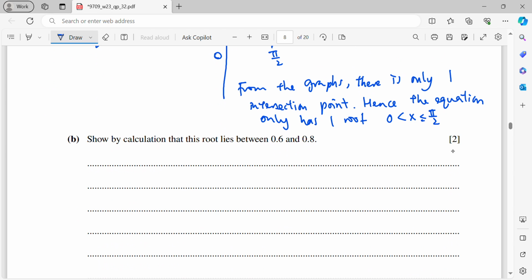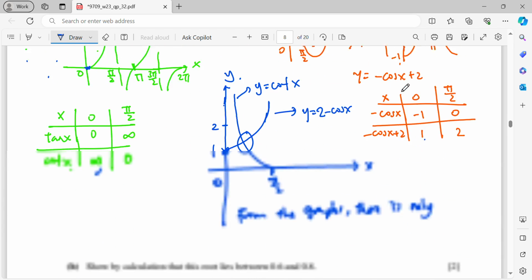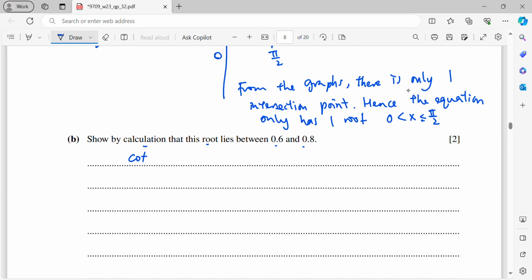Now, B, show by calculation that this root lies between 0.6 and 0.8. To show the location of the root, you refer to the original question, cot x equals 2 minus cos x. Then I will move all the terms on the right side to the left side. So I will get cot x minus 2 plus cos x equals 0. And then I will let the left hand side be f(x).